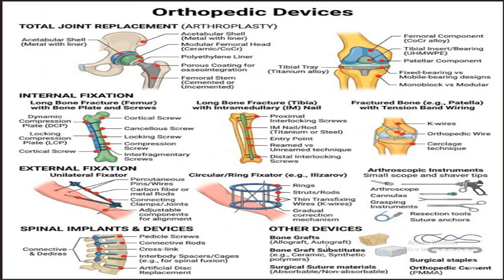And we have other devices, as we have discussed previously, like bone grafts. You need to check allograft and autograft, most importantly for spine surgery procedures. Bone graft substitutes, ceramic synthetic polymers, are very useful for inpatient coders. Next, surgical suture materials like absorbable, non-absorbable. Next, we have surgical staples. After performing the procedure, externally the physician will place the surgical staples. At that time you need to understand that it is an orthopedic procedure.